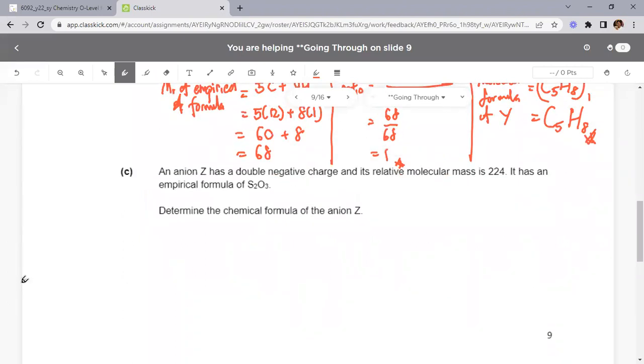So anion Z has a double negative charge. So I add a layer now. I told you Z has a double negative charge. What does this mean? It means it's a Z 2 minus. So whatever thing you're going to find, the overall charge is 2 minus. Its relative molecular mass is 224. This is the MR of Z. It has an empirical formula of S2O3.